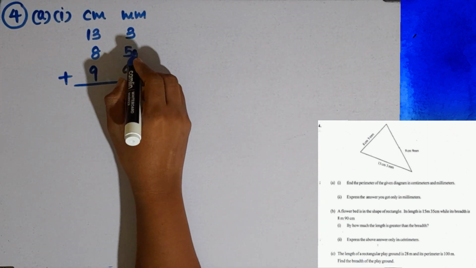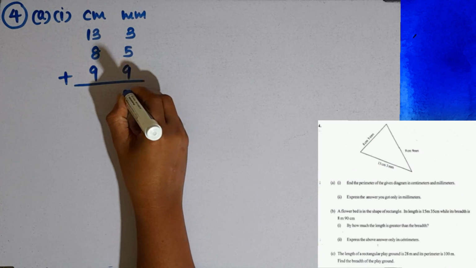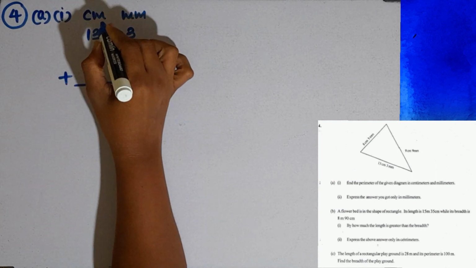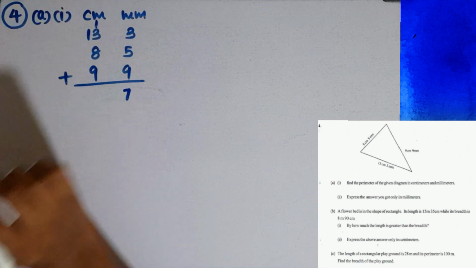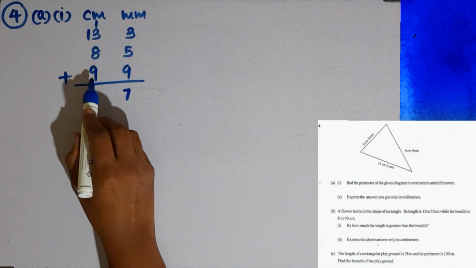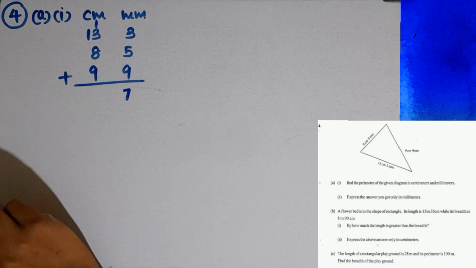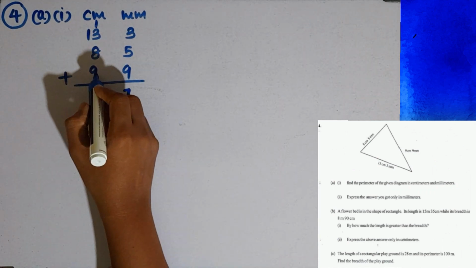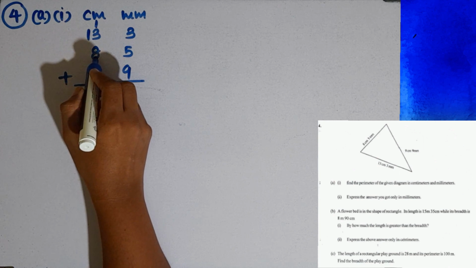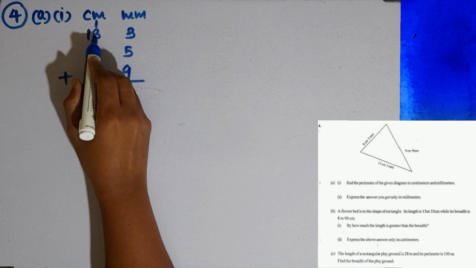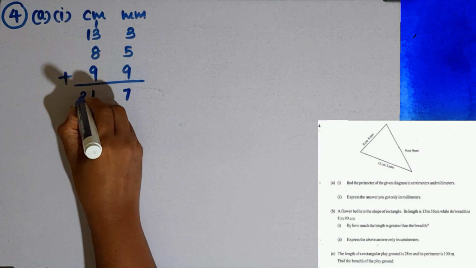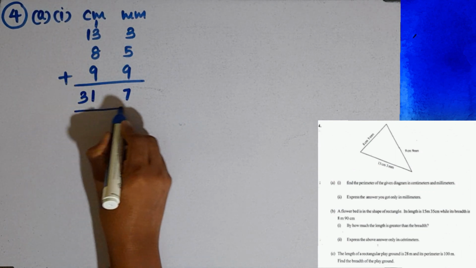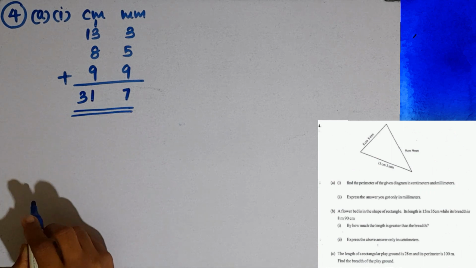5 plus 3, 8, 9 plus 8 is 17. Then we have to take 10 millimeters to the centimeter side as 1 centimeter, because 1 centimeter equals 10 millimeters. Then the addition, 9 plus 1, 10, 10 plus 8, 18, 18 plus 3 is 21. Then 2 plus 1, 3. 31 centimeters, 7 millimeters is the answer.